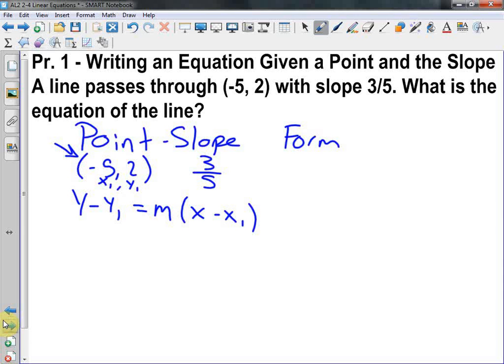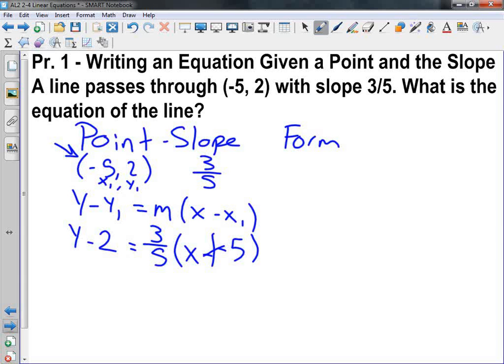So now we plug it in, so we get y minus y1, which is 2, equals my slope, x minus x1, which is at -5. It would become a +5, because two negative signs make a plus sign. Now, what did I say about leaving it in this form? Yeah, usually you need to rewrite it.